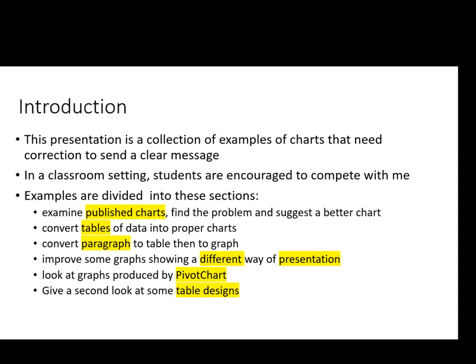The examples are divided into these sections. A section to examine published charts, find the problem and suggest a better chart. Another section to convert tables of data into proper charts. The third section is to convert a paragraph to a table, then to a graph. Then a section on improving some graphs to show a different way of presentation. And then to look at graphs produced by pivot chart. And the last section is a bit different because it shows how you can have another look at the design of tables to avoid repetition.